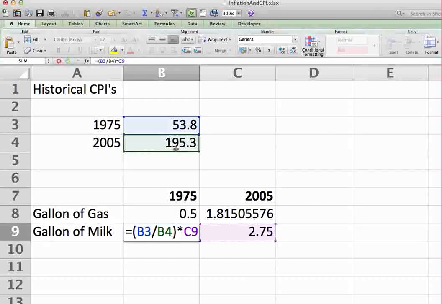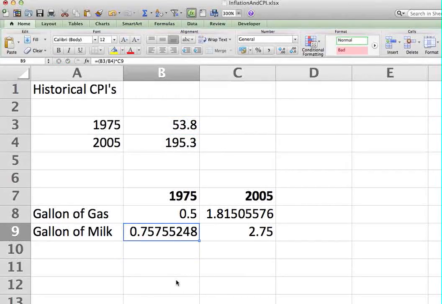Since the 2005 CPI divided by the 1975 CPI was in the ballpark of 3.6, 3.7 or so, the ratio 1975 CPI divided by 2005 CPI is going to be in the ballpark of 1 divided by 3.7 or 3.8 or so. That's going to be in the ballpark of 0.28, 0.29, 0.3 or so. You can try it with your calculator and see. But if you do this calculation that I have in here, 53.8 divided by 195.3 and then multiply by 2.75, we're going to get our estimate for the price of a gallon of milk back in 1975. And that estimate would be about 76 cents.